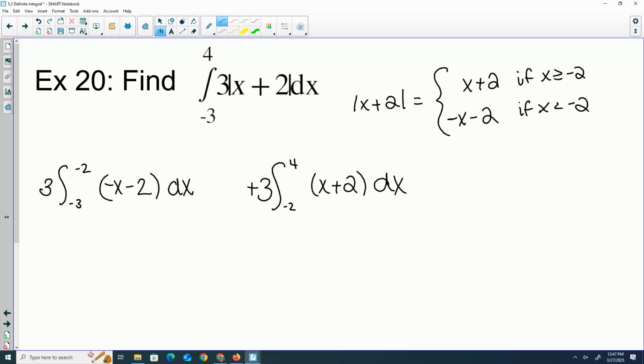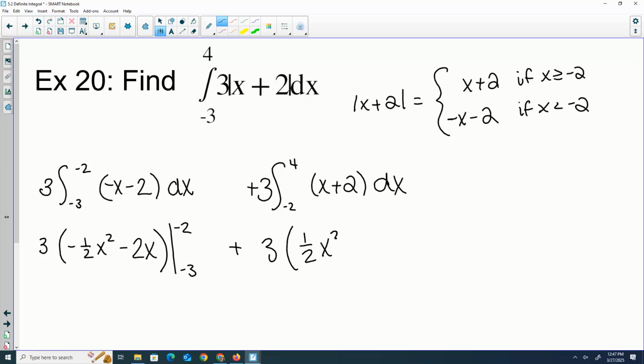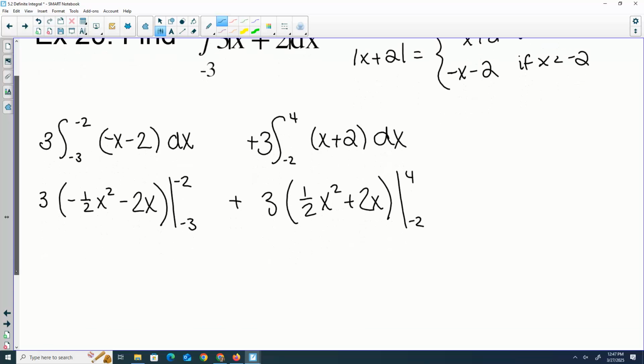So the antiderivative. What's the antiderivative of -x? Negative 3 halves x squared. Oh, you went ahead with it. Yeah, sorry. That's totally fine. Minus antiderivative of 2 would be 2x. Over here, 1/2 x squared plus 2x. Or you could have had your 3 multiplied through. -2 to 4.